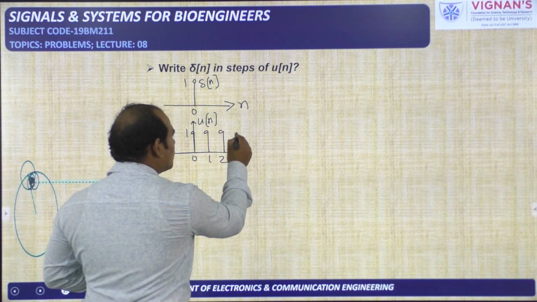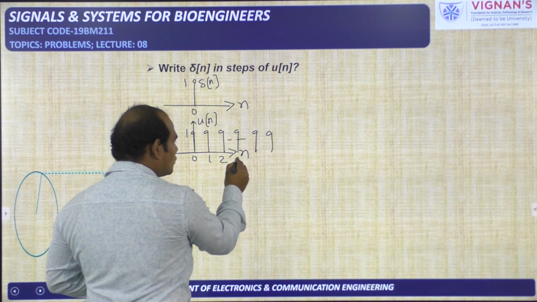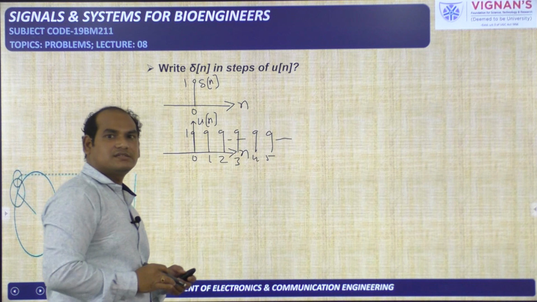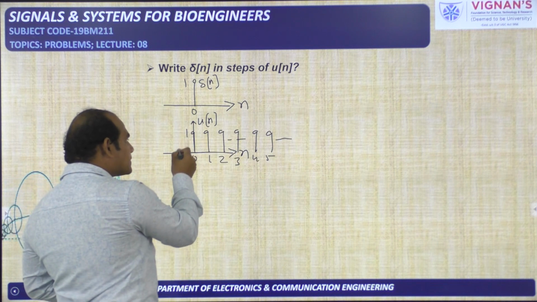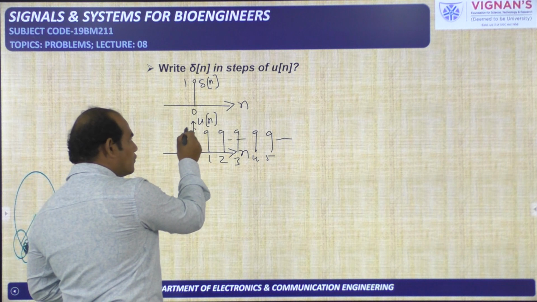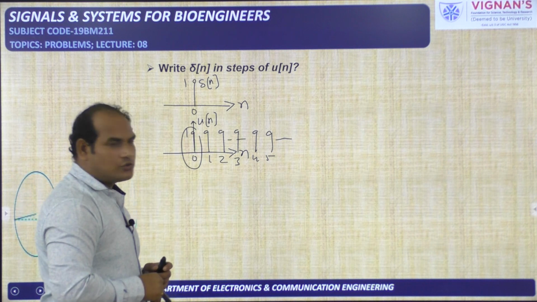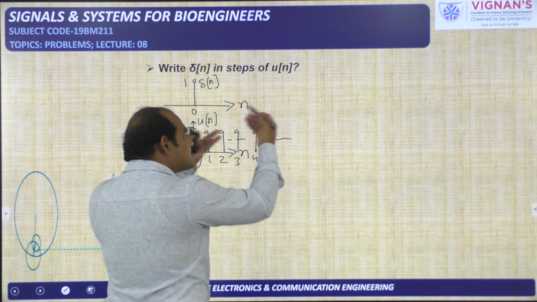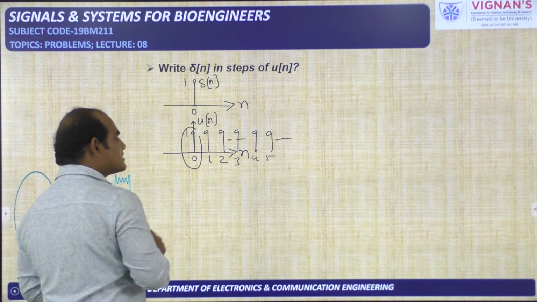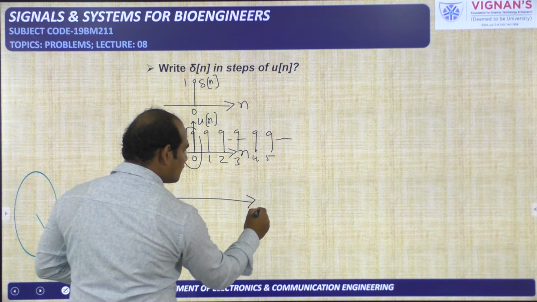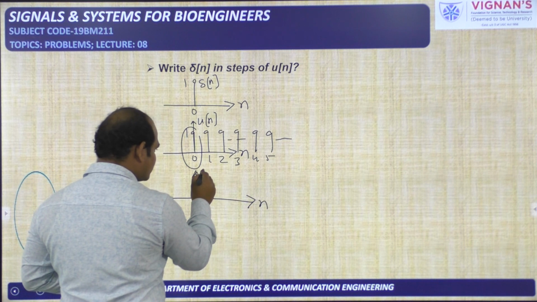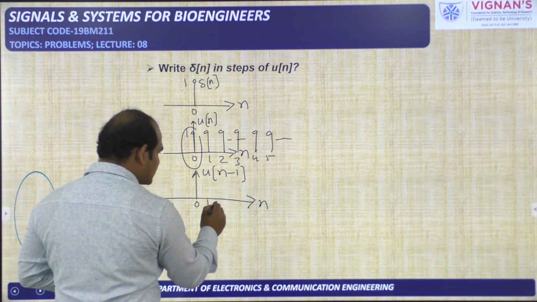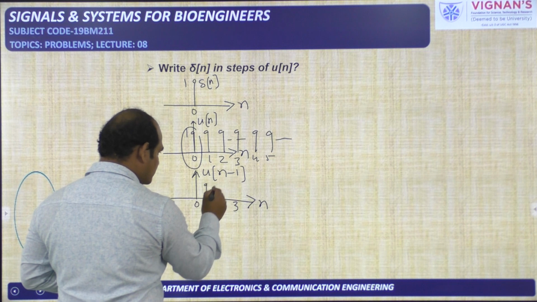U of n means so many samples are there like this, at n is equal to 1, 2, 3, 4, 5. This will continue like this. But we need only this sample. For that, what do we need to do? We need to remove all these things. How to remove all these things? First, you establish all those things, simply by shifting u of n by 1 second to the right side. If you shift u of n to the right side by 1 second, you will get like this.